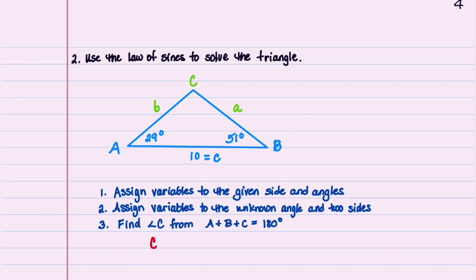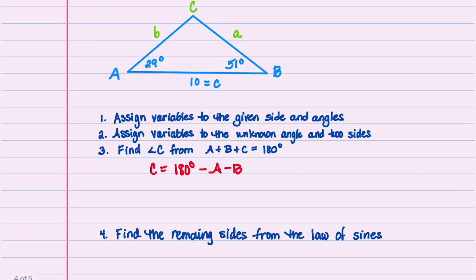So our angle C is 180 degrees minus A minus B. So this is 180 degrees minus 29 degrees minus 51 degrees. This gives us 180 degrees minus 80 degrees, which is 100 degrees.